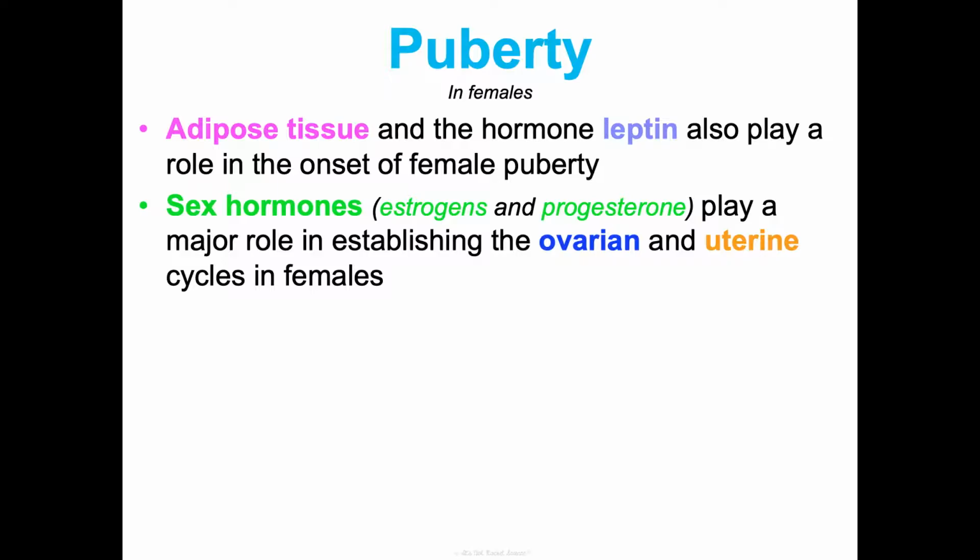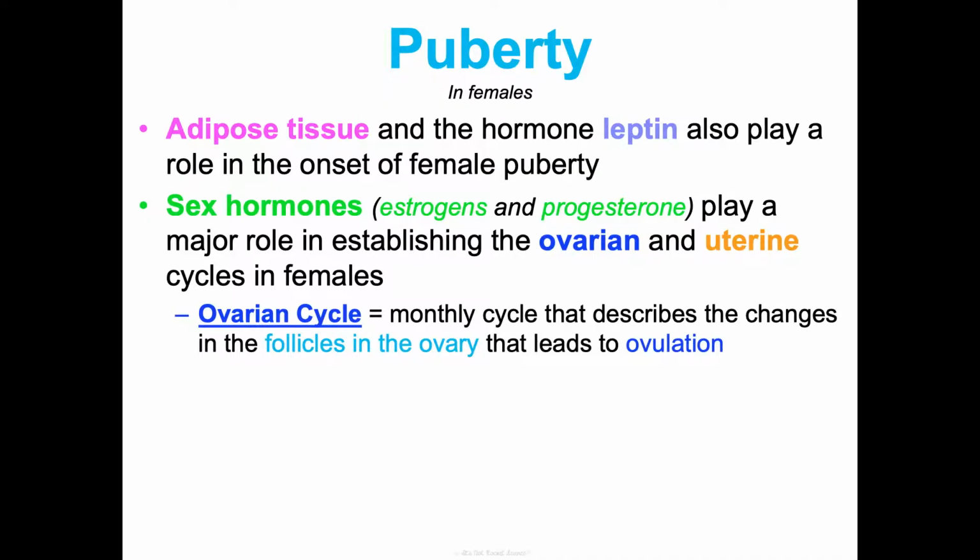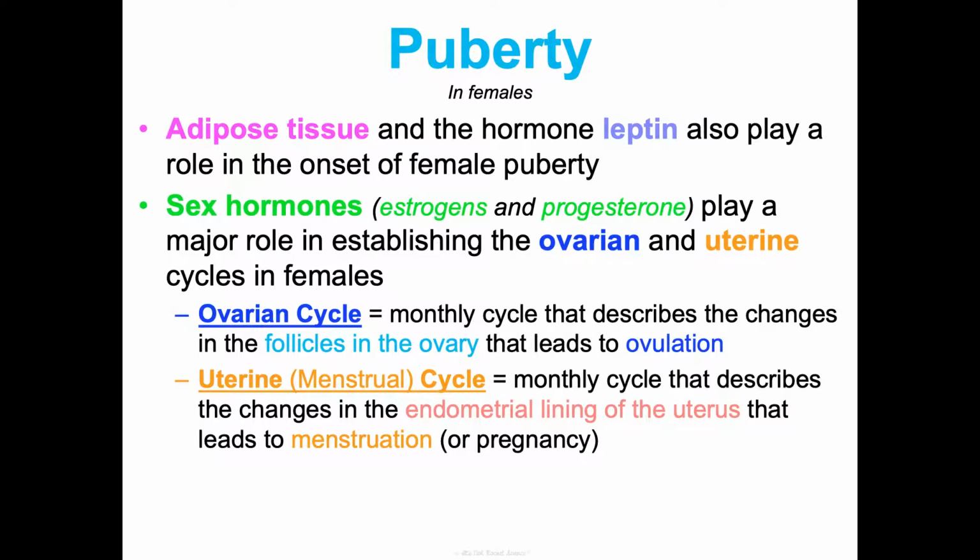Sex hormones, those estrogens and progesterone, they're playing a major role, of course, just like the sex hormone of testosterone is in males, but they're playing a role not just in puberty, but in establishing ovarian and uterine cycles in females. Okay, so the ovarian cycle is a monthly cycle, and it's describing the changes in the follicles in the ovary that are going to lead to ovulation, which is the release of an egg once a month from the female ovaries. We also have the uterine or the menstrual cycle.